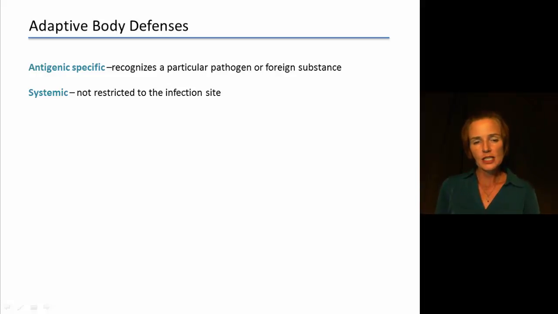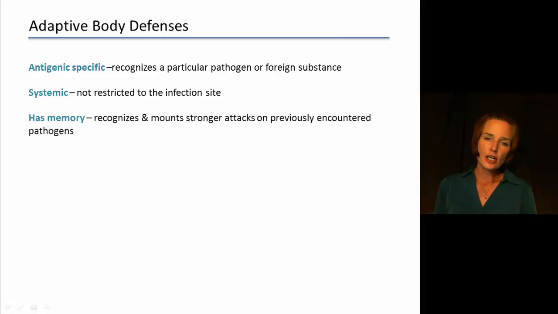That systemic response means that this is not something that just takes place at the site of infection. Instead, this is going to be widespread around our body. We are responding to that particular pathogen. This is also going to involve some memory. This means that it recognizes and mounts a stronger attack on previously encountered pathogens. So if we get one infection by a pathogen, we respond to that, and then if it infects us again later, we respond even more strongly.